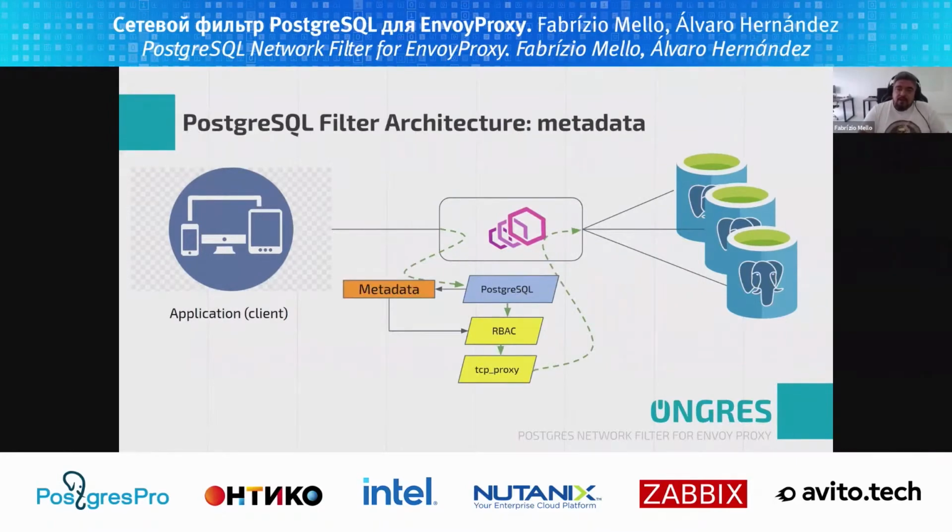Also, the architecture is so extensible that we can produce some metadata about the traffic passing over the TCP connection using the PostgreSQL filter. We use a small SQL parser to parse the SQL messages from client to server and produce some metadata to pass over to another filter, maybe to RBAC, or role-based access control, to grant or revoke usage of some objects, like this user can use this table, can write in this table, and so on. And this is another feature introduced in this network filter for Envoy Proxy.